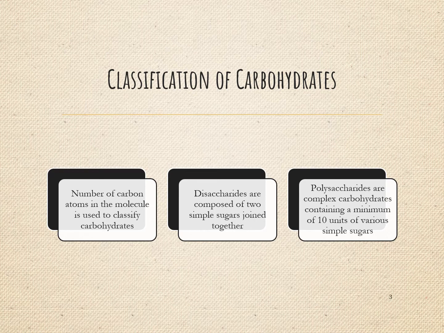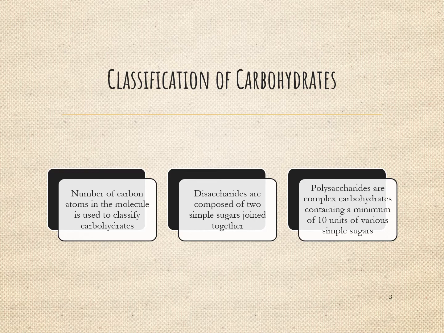Okay, so moving on to the classifications here. The number of carbon atoms in the molecule is used to classify carbohydrates. As we saw before, every monosaccharide has the 6 carbon chains. So if there's only one sugar unit there, it's a monosaccharide. Disaccharides are composed of 2 simple sugars which are joined together. We saw in chapter 2 that fructose and glucose make sucrose, and galactose and glucose make lactose. So you're able to see some examples of those more popular disaccharides, but anytime there are 2 monosaccharides joined together, it's a disaccharide.